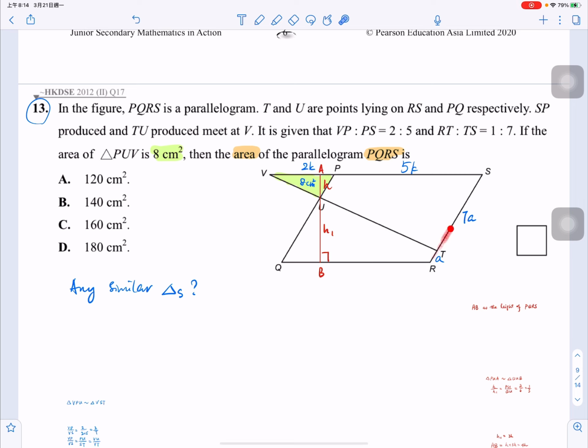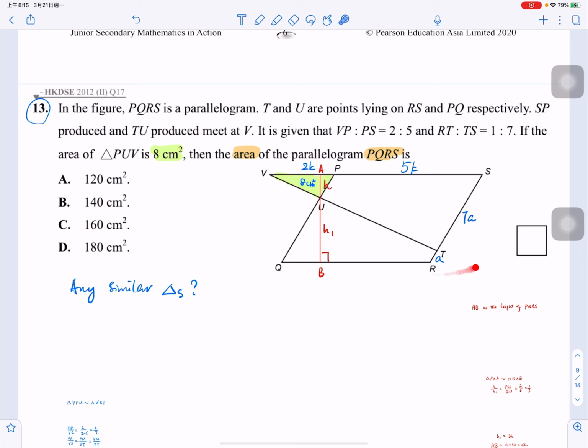Okay, we need to find this area. A to 7A, that means 1 to 7. If you need to find the area, you need to find the base and the height of the parallelogram. Maybe I write AB as the parallelogram. But see, any similar triangles? We need to make use of these similar triangles.